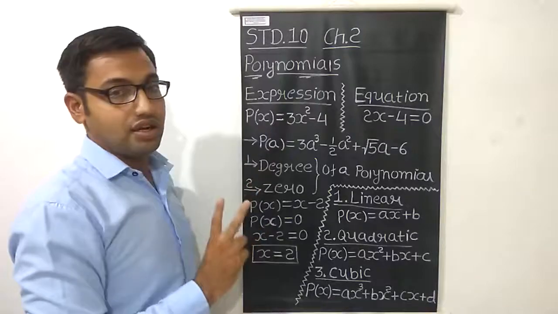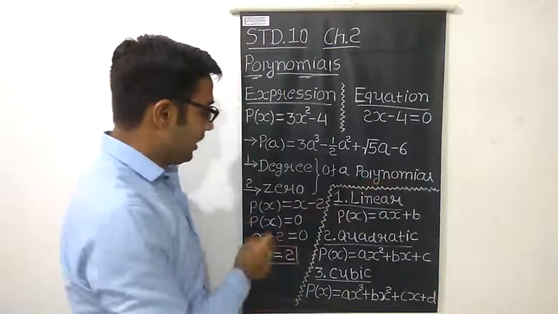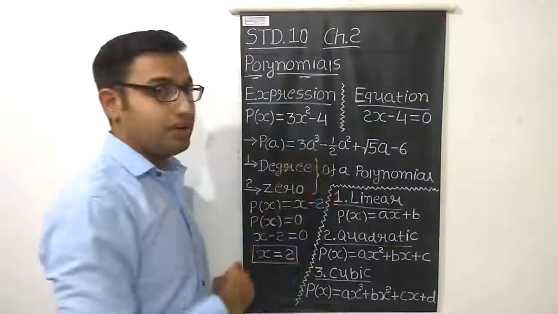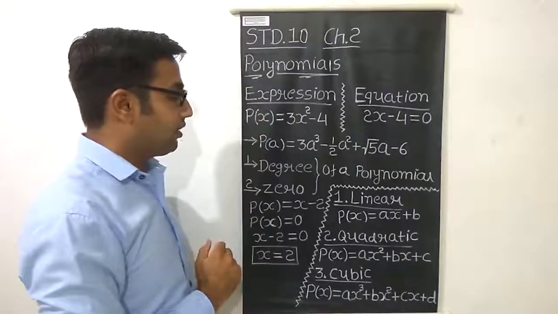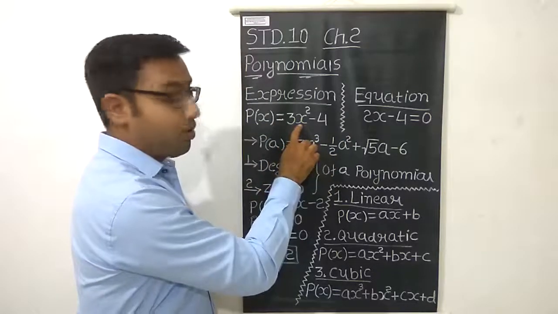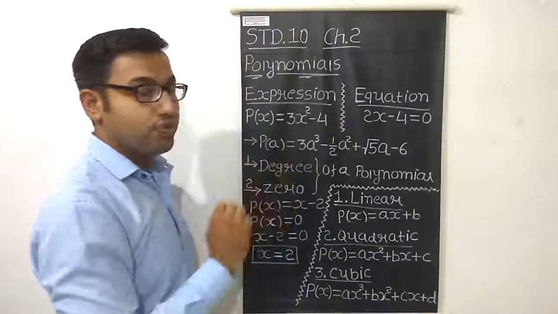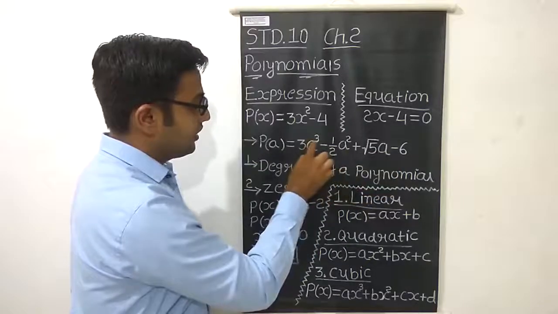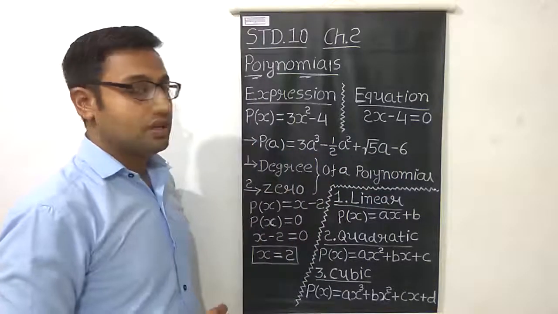Two things that are important for a polynomial are the degree of a polynomial and the zero of a polynomial, right? So what is the degree of a polynomial? The degree of a polynomial is the highest power of the variable. Like in this polynomial, the maximum power of variable x is 2. That is why the degree of this polynomial is 2. In this polynomial the degree is 3 because the highest power of variable a is 3, right?